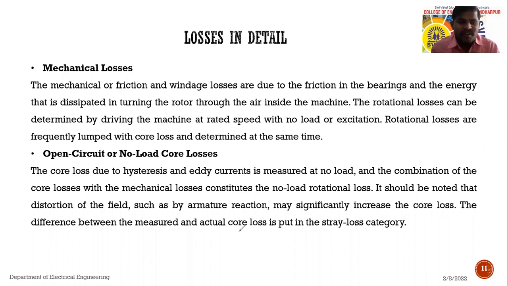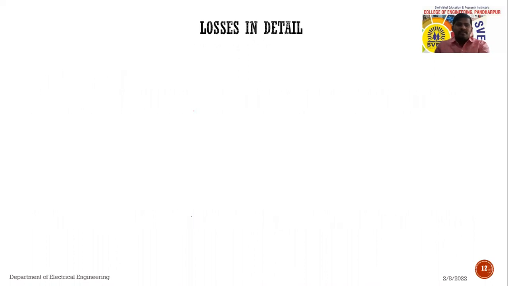Okay, so the difference between the measured and actual core loss is put in the stray loss category. So the difference between the measured value and actual core loss च्या value मधला जो काय difference असेल, it is put in the category of stray losses. Stray losses च्या category मध्ये आपण काय करतो, put करतो. Okay, so this comes under no load loss, or it may be mechanical losses. So these are the rotational type of losses.